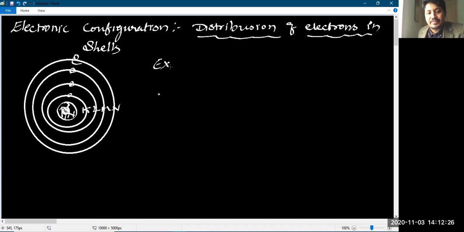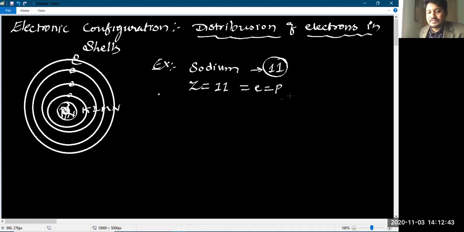For example, sodium has atomic number 11. If the atomic number of sodium is 11, you should remember that atomic number equals the number of electrons and also the number of protons. So the number of electrons is also 11. Now we are going to distribute these electrons in the shells, the orbits. How to distribute? What rules are we supposed to follow? There are a few rules we are supposed to follow.